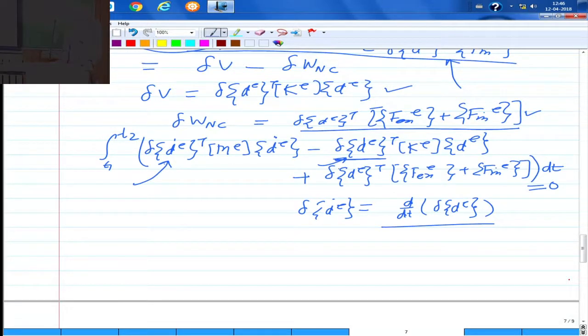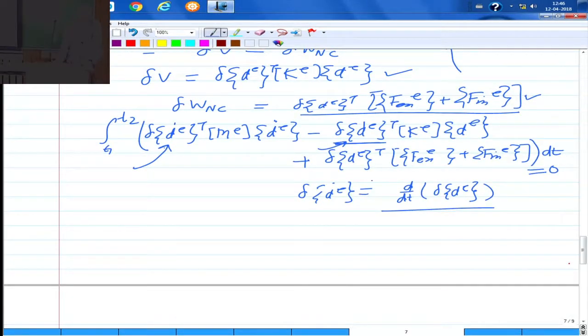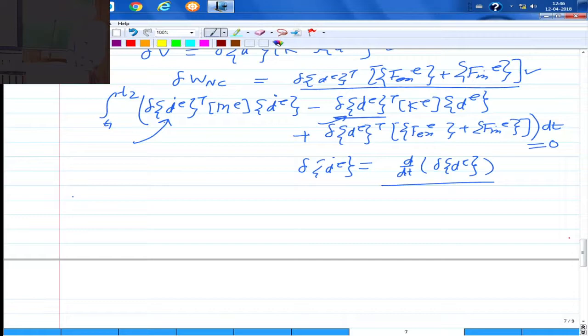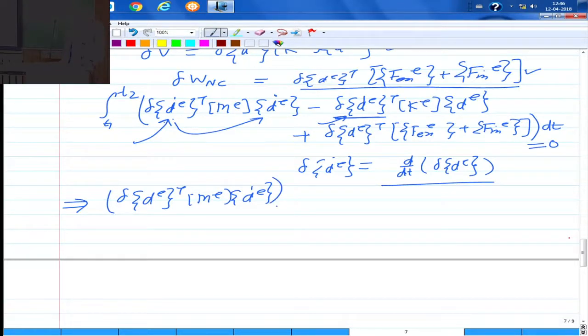So at this stage we cannot conclude what should be the equation governing the rest of the terms present here. So for the first term, we do integration by parts to transfer the derivative from the variation term to the other term. When we do the integration by parts, keeping this as the first term, you will get delta of dE transpose into ME into dE dot, evaluated at T1 and T2, that's the limit part, then minus the integration from T1 to T2.